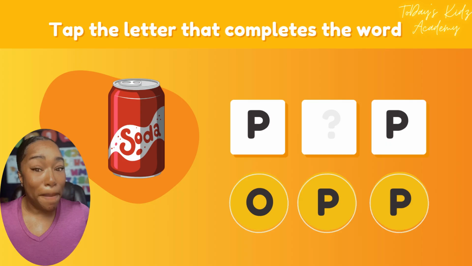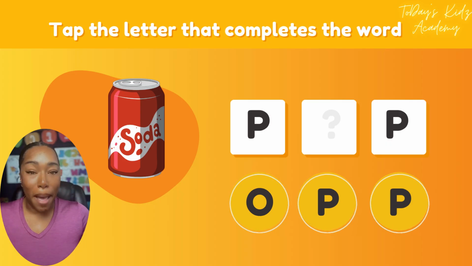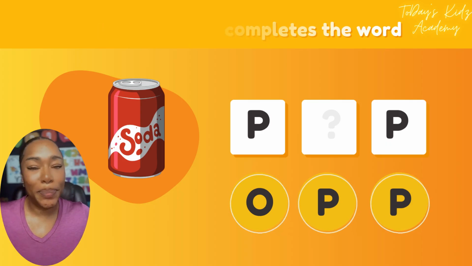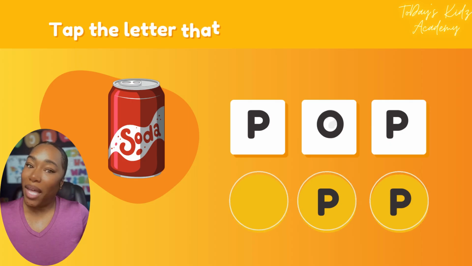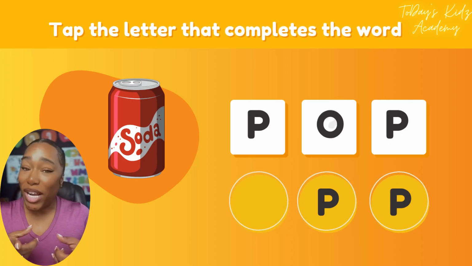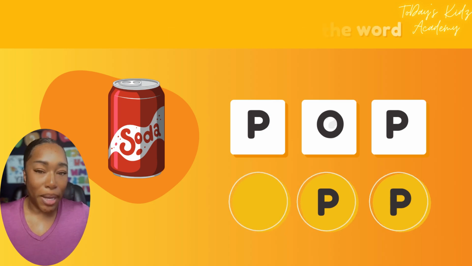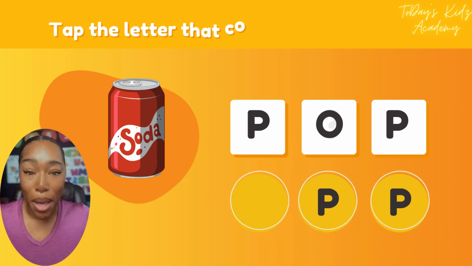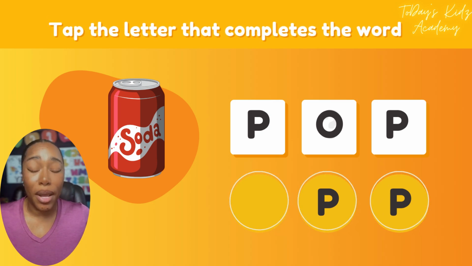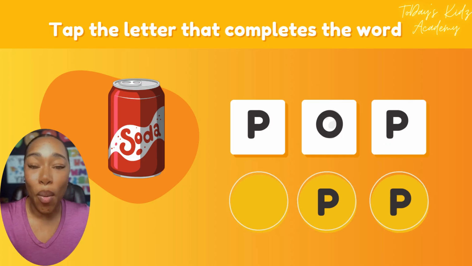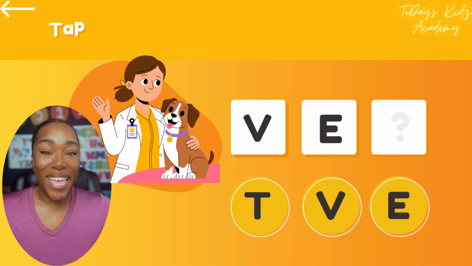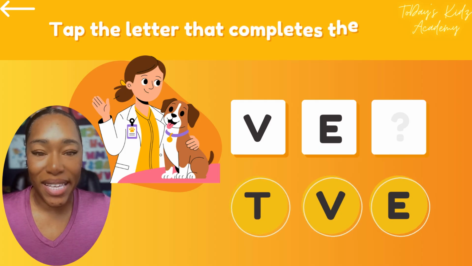Pop. Some people call this soda pop. What letter is missing in pop? Did you pick the letter O? You're smart. O is missing in pop. Now let's spell pop together. P-O-P. Pop.